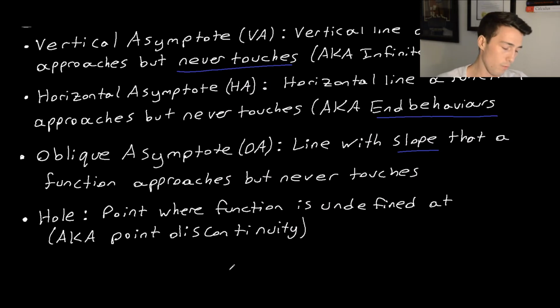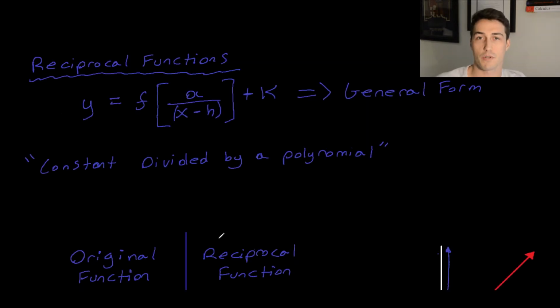Lastly, we have a hole, and that's a point where the function is undefined, and this is also known as a point discontinuity. Alright, so now we'll go into the definition of a reciprocal function, and if those terms didn't really make sense, I think it'll be a lot more clear as we go through the examples, so don't worry.